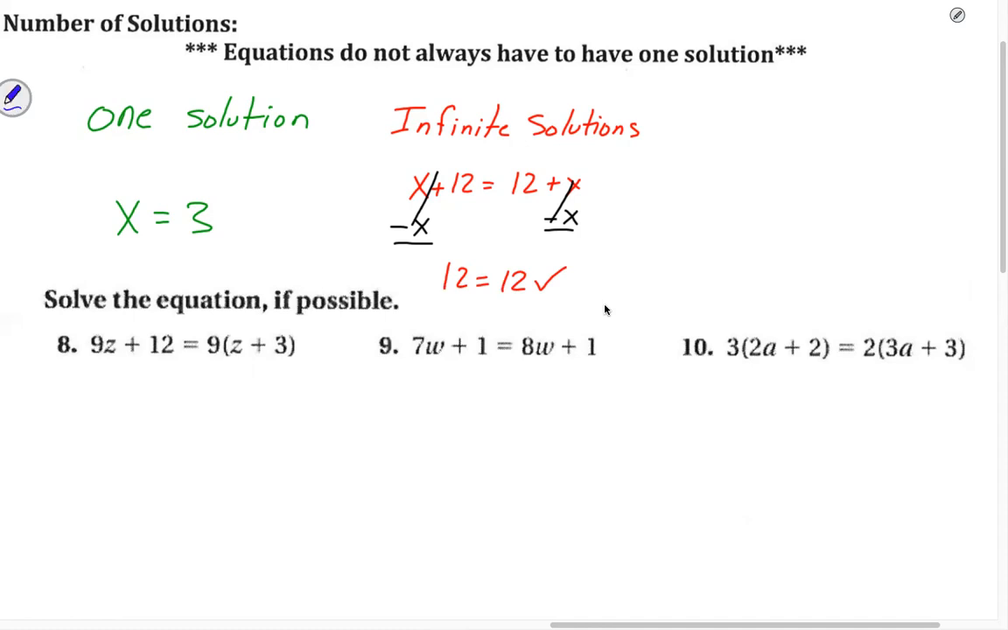Now, no solution will look something like this. x plus 5 equals x plus 3. Notice both sides have an x. One side has 5 and one side has 3. Notice it's not the same thing on both sides. If you don't see it there, that's okay. You can always solve it and start subtracting your x's. They cancel. And then notice you get 5 equals 3. And this is false. It's not true.